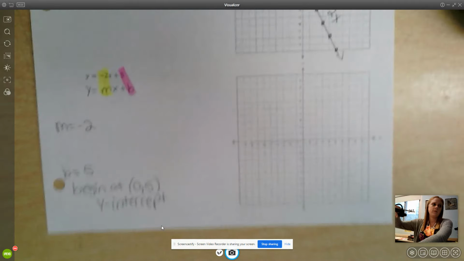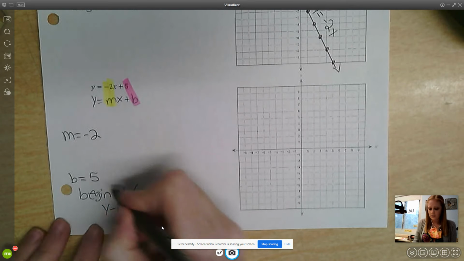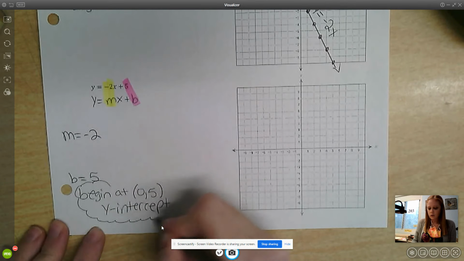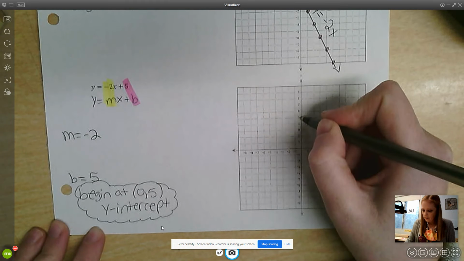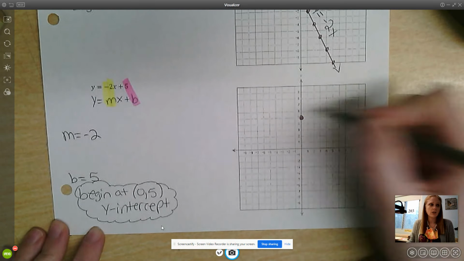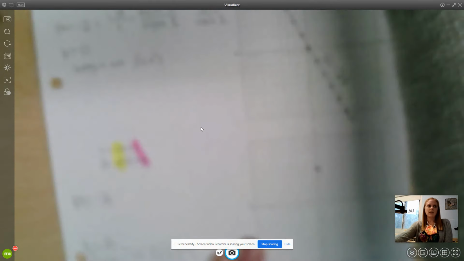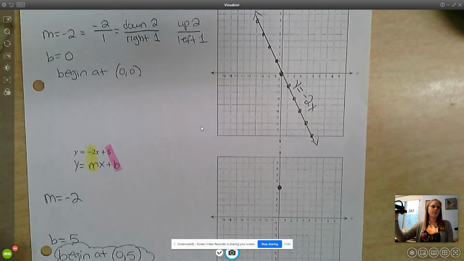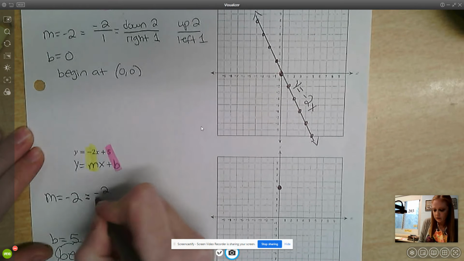Zoom out a little bit. Okay, so that's my y-intercept, 0, 5. So let's go ahead and plot that point before we forget. So I'm going to go to 0, 5. That's my y-intercept. Now my slope is -2, which if you remember, that's the exact same slope that we had up here. So the slope is -2. We have to write it as a fraction.